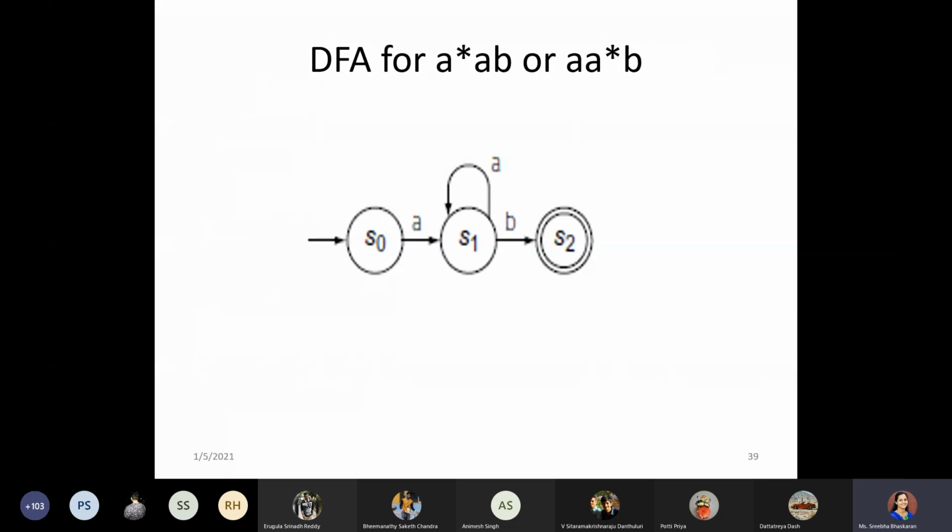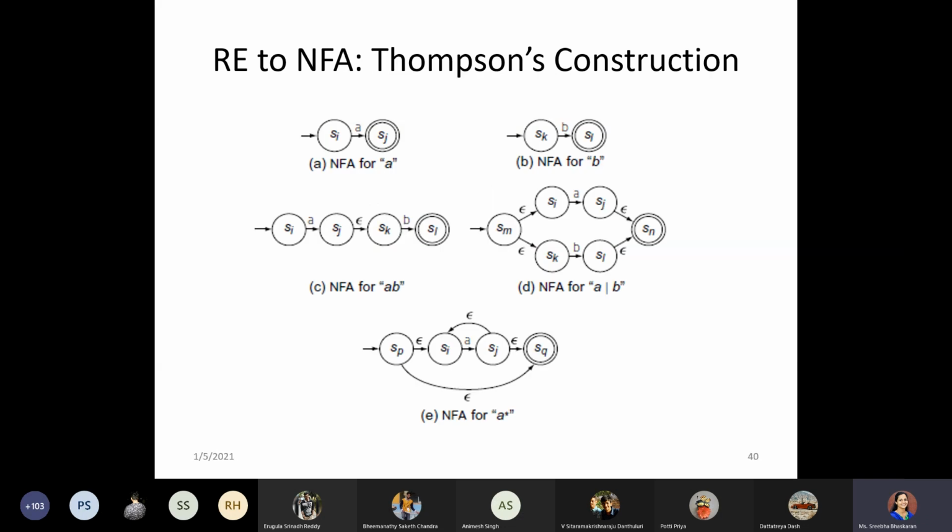Okay, so coming to this conversion part, before going for the conversion, we can just see Thompson's construction. If you have a symbol A to be represented, it will be from initial state to final state. Similarly, for another symbol B, it would be represented from initial state to final state. Similarly, if you have any AB transition, with respect to epsilon transition, this is what is preferred.